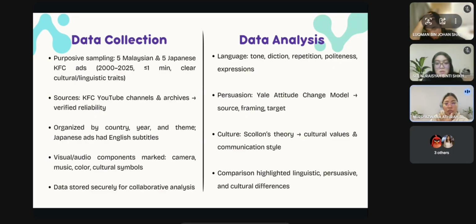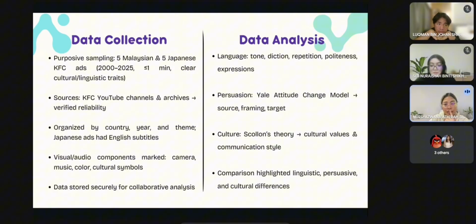And then finally, we ensured a collaborative and transparent workflow. All the data, videos, transcripts, screenshots, and all the coded notes were stored in a secured shared folder accessible only to the group members, and this made it possible for everyone to review the same materials, cross-check interpretation, and also maintain consistency in the analysis.